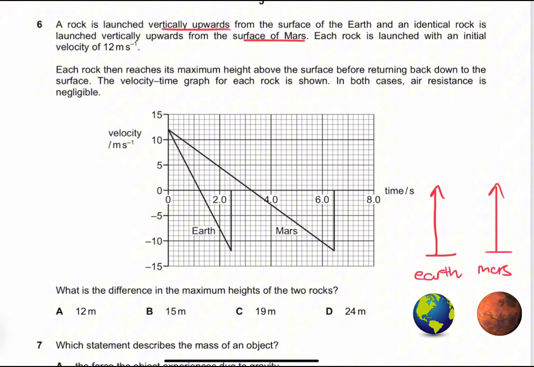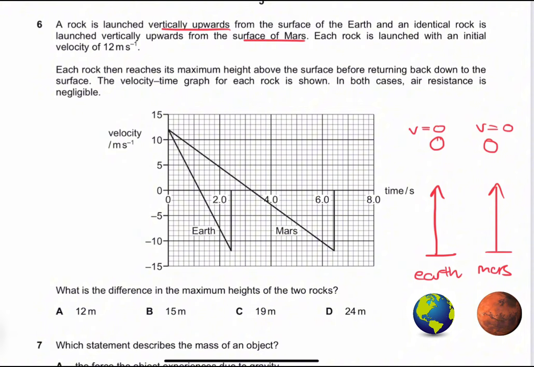Remember, as a ball moves up, it reaches a certain height at the top, where its velocity will be equal to zero. The same on Mars, it's going to reach a point where its velocity will be equal to zero. So how do you find the maximum height from a graph? Well, the maximum height is actually the distance underneath a velocity time graph. We know that distance is the area underneath a velocity time graph.